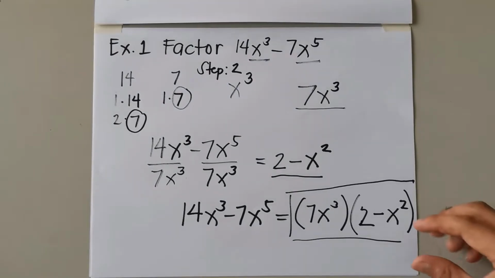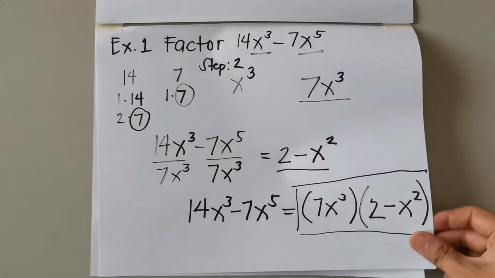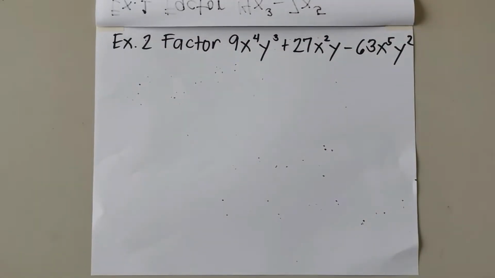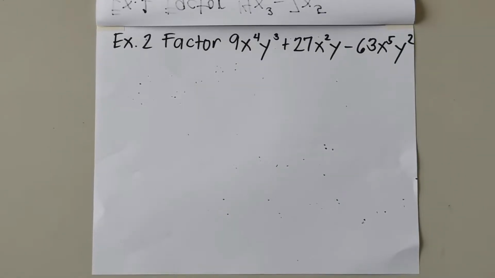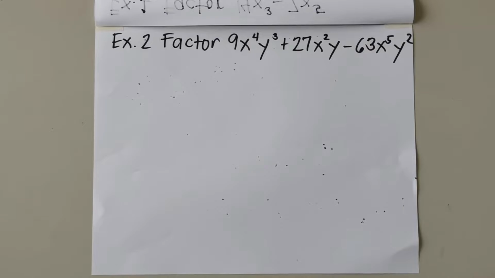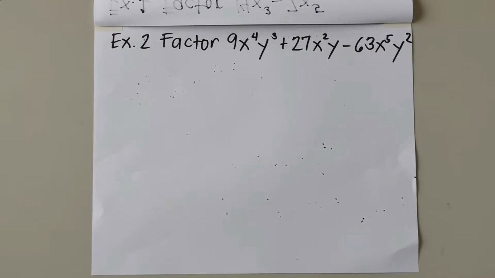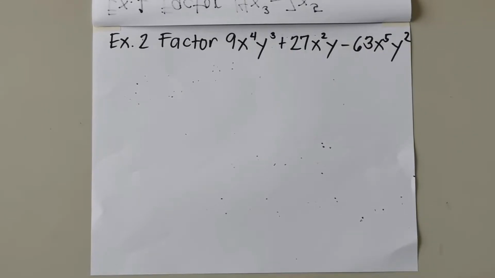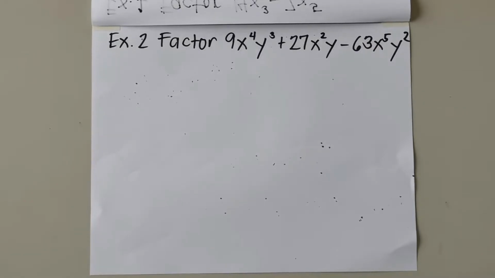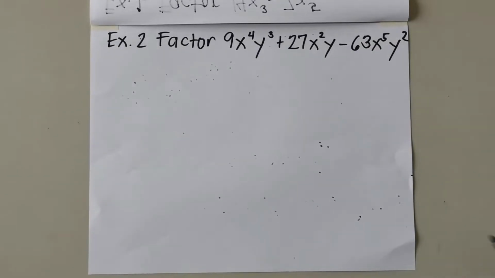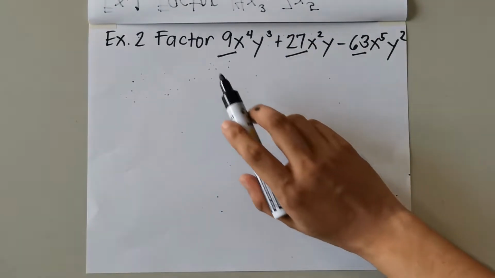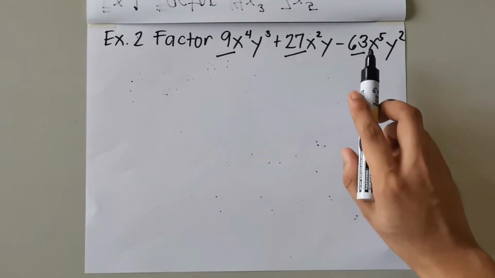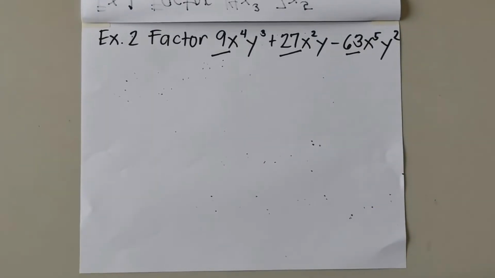Now let us have another example. Example number 2. Factor 9x raised to 4 y raised to 3 plus 27x raised to 2 y minus 63x raised to 5 and then y squared. So just like what we did on the previous example, the first thing that you have to do is to identify the GCF of the numerical coefficients, which are 9, 27, and negative 63.